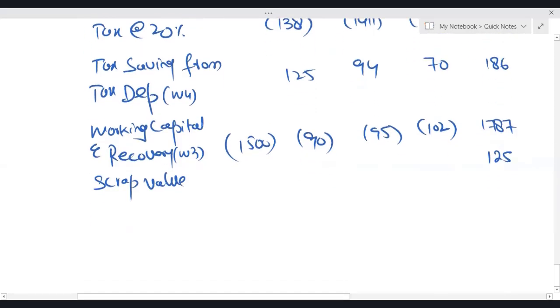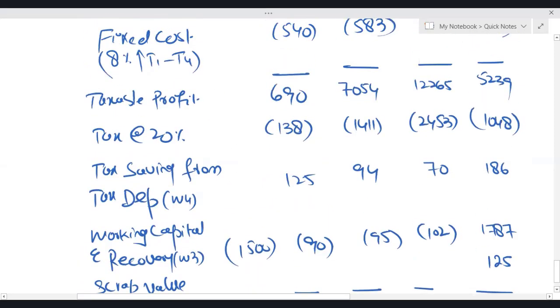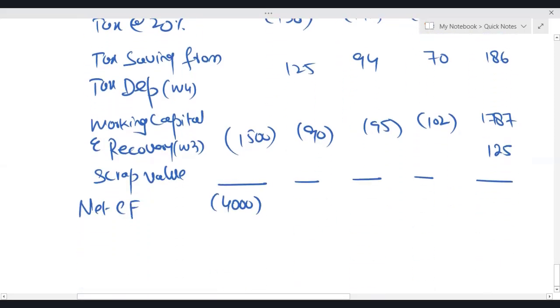So we have considered every cash flow. Let's calculate net cash flow. At time 0, obviously it is 4,000. But we have to calculate here, T1. Obviously, when you solve this on Excel, it becomes very easy by using the sum formula. 690 minus 138 plus 125 minus 90. I'm getting 587 in the first year.